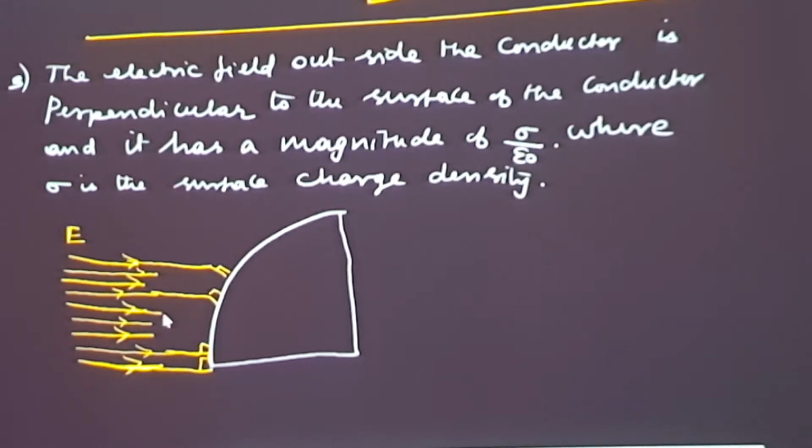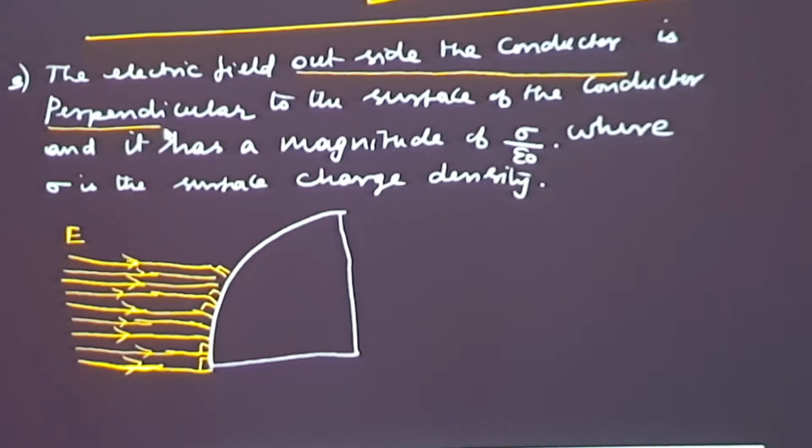If you take the external electrical lines of force produced by the external electrical field, when it meets the surface, the angle between the surface and the electrical field lines is always perpendicular. This is the concept given: the electrical field outside the conductor is always perpendicular. In order to explain this, let us take it in a contrary manner.